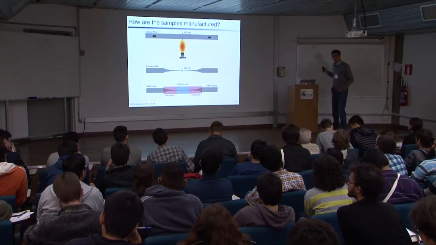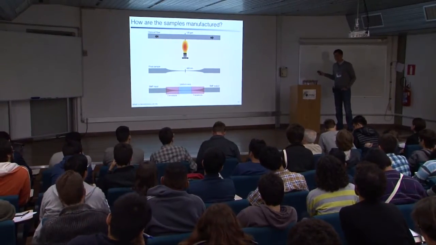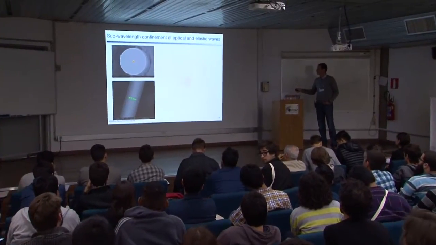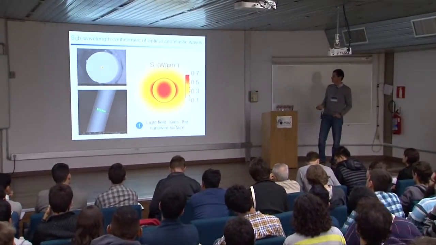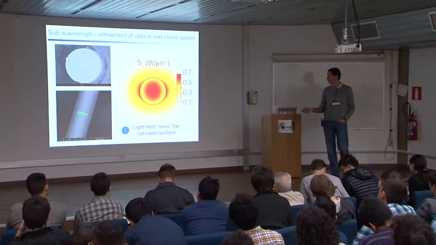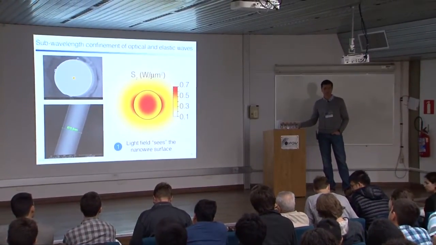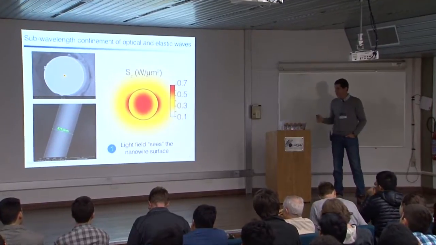Any more questions? Okay. All right, so we have our first point there. If we have a confined structure, then the surface should matter. Something should impact the interaction with photons.